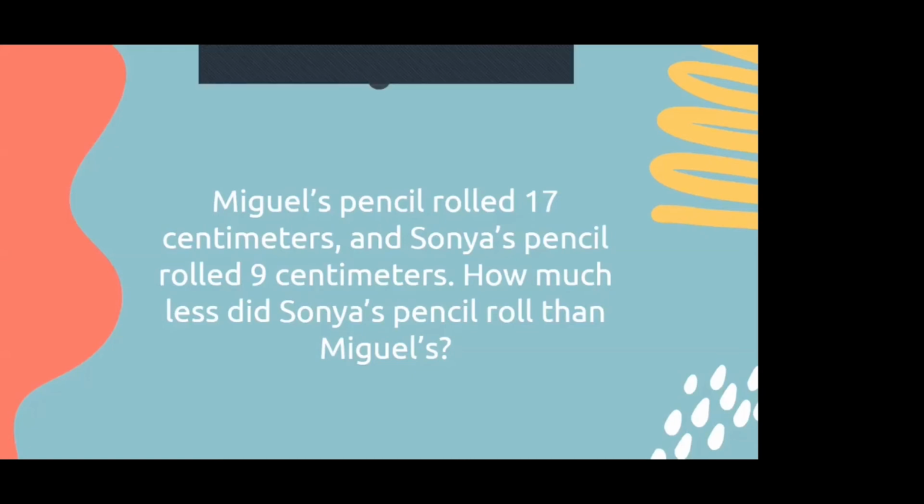Nice job. All right, let me come back. Hello. All right, so let's solve it. So what did you do? We have Miguel's pencil rolled 17 centimeters, and then Sonia's rolled 9 centimeters. So what was your first step? Okay, so this time I feel like this is a good idea. You found your equation. So if we have 17 centimeters and then she rolled 9 centimeters, what's the difference?